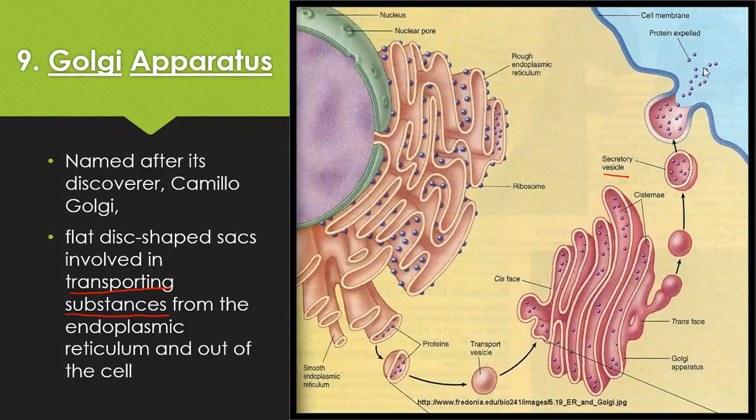Now, they are linked to the endoplasmic reticulum because sometimes substances that are formed in the endoplasmic reticulum can be transported via vesicles, and then they fuse to the Golgi bodies, and then they're processed some more inside the Golgi bodies, and then more vesicles are formed, and then they are dumped out of the cell. So again, Golgi bodies, Golgi apparatus, same thing, and they're involved in transport.